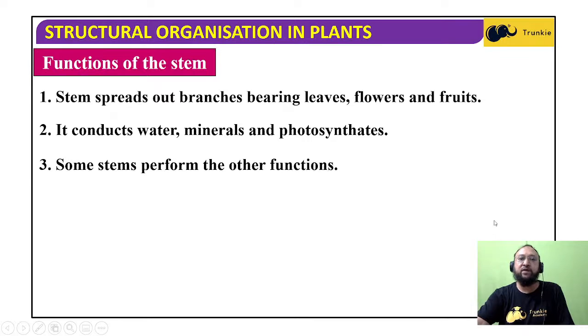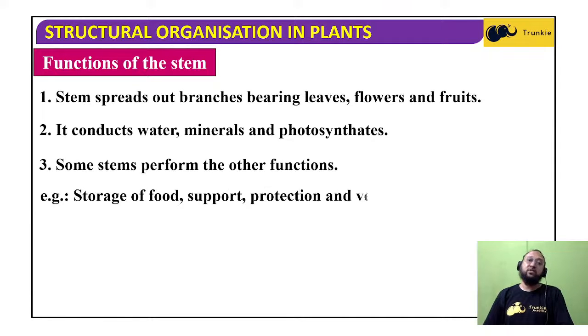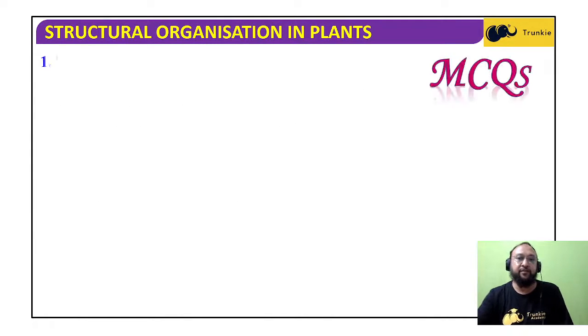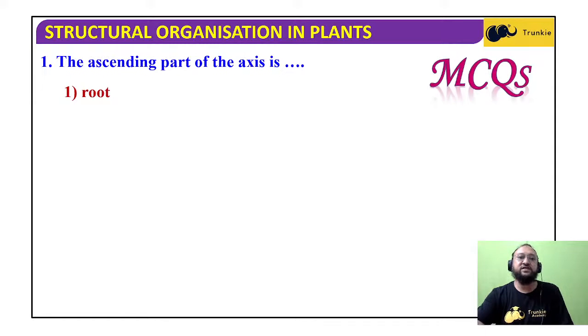Some stems perform other functions like storage of food, support, protection, and vegetative propagation. So this is due to modification. In case of rose plant, you must have heard that cutting of stem is a method of propagating and producing rose plants, okay.